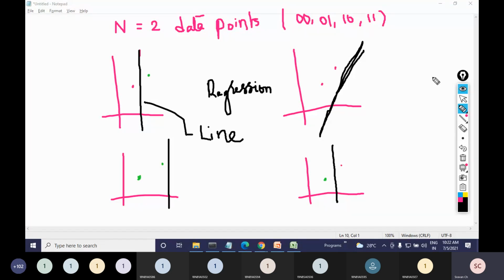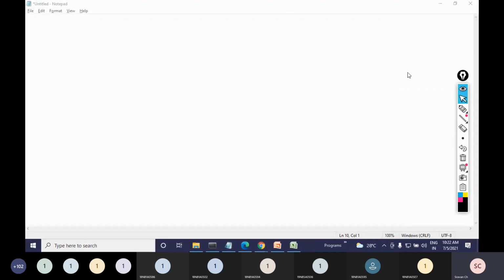I hope till this point it is clear. We will take another example of 3 data points, 4 data points, and try to understand how VC dimension can help us decide the capacity of a classifier and which classifier I should use for a given problem, right? I hope things are clear till this point.